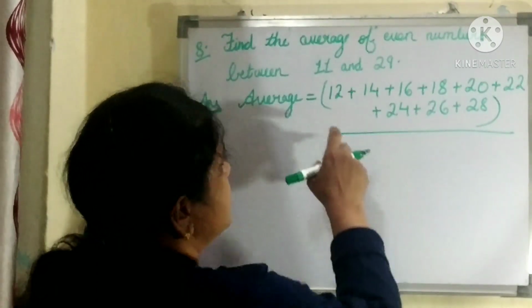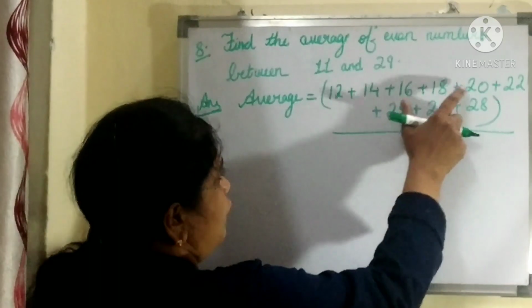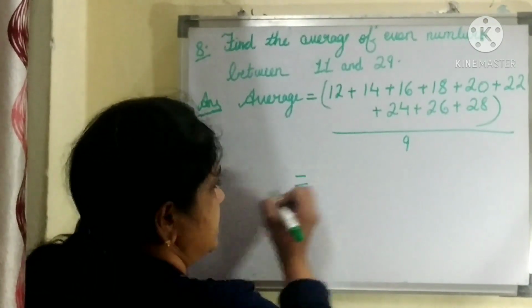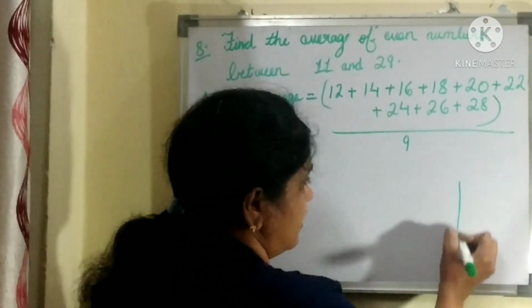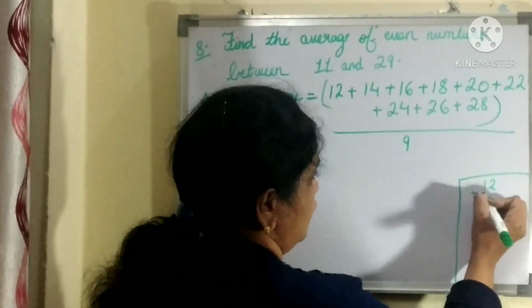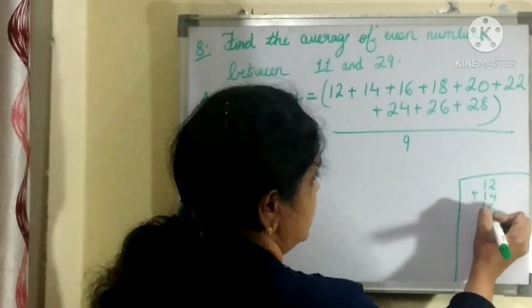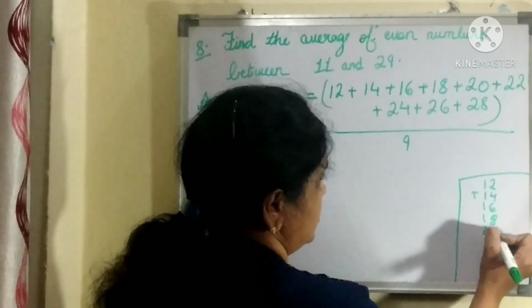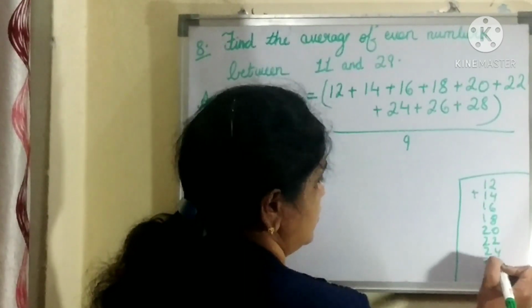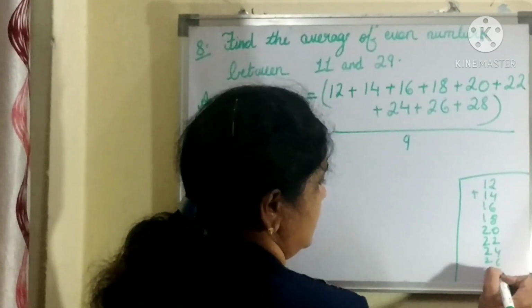How many even numbers are there? 1, 2, 3, 4, 5, 6, 7, 8, 9. Total 9 numbers are there. So let us first add all these numbers. Okay, 12 plus 14 plus 16 plus 18 plus 20 plus 22 plus 24 plus 26 and 28.